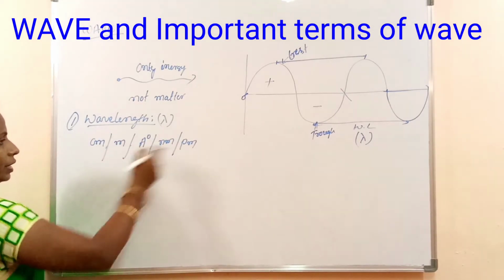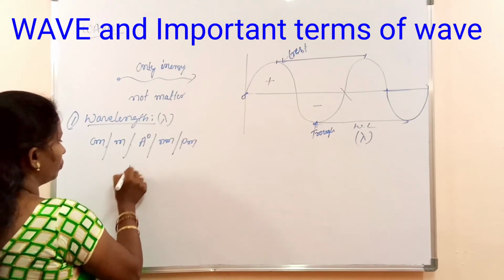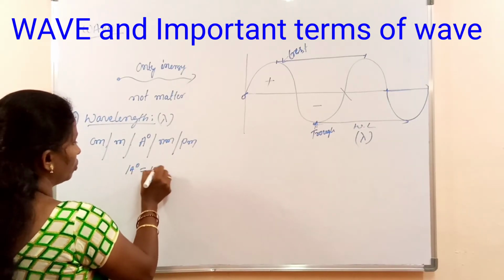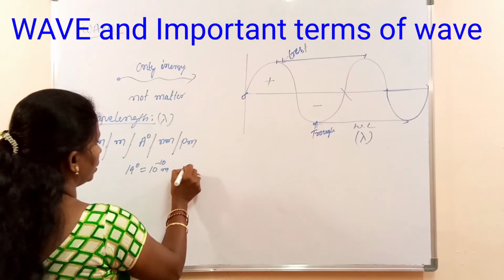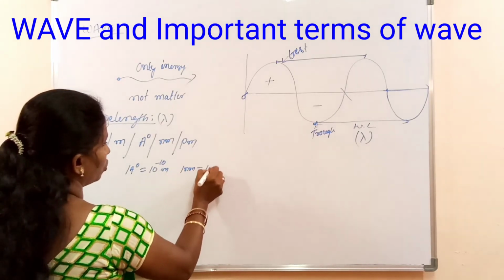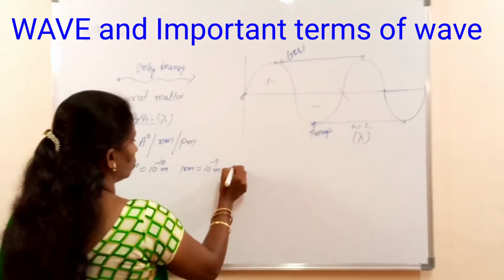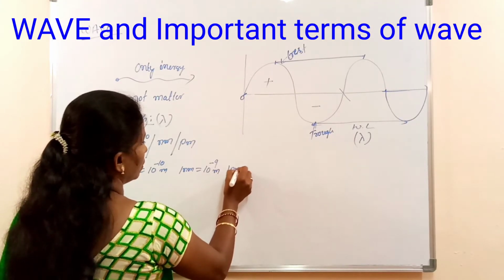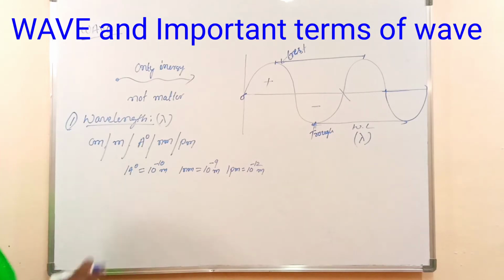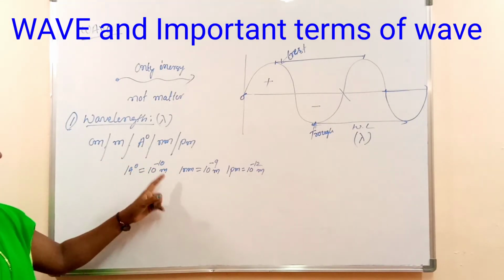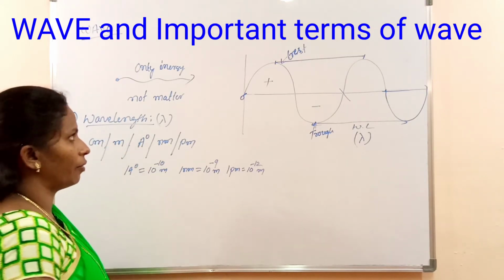Okay, so these are the different units we are mentioning. 1 Angstrom unit is equal to 10 to the power of minus 10 meter, 1 nanometer is equal to 10 to the power of minus 9 meters, and 1 picometer is equal to 10 to the power of minus 12 meter. So from centimeter, meter to picometer, very small distances, we are using for wavelength.